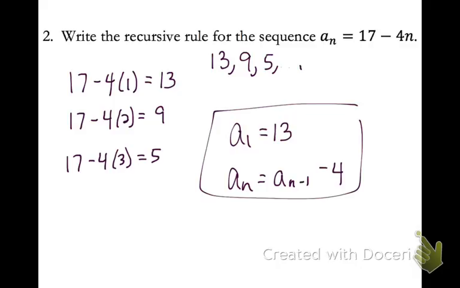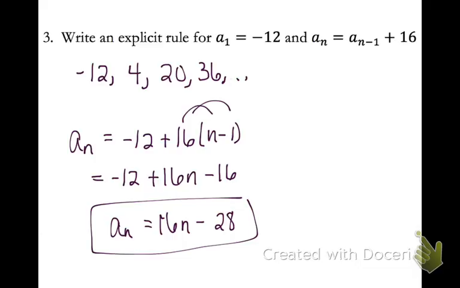Okay, with this problem, I wrote out a few terms of my sequence, 13, 9, 5, and then I was able to write my recursive formula. Okay, for this problem, I wrote out the first few terms, and then I put it into the arithmetic explicit formula, distributed my 16, combined like terms, and got my final answer.